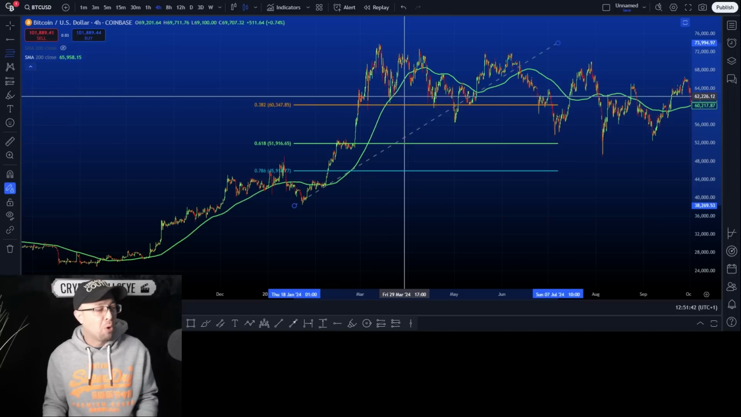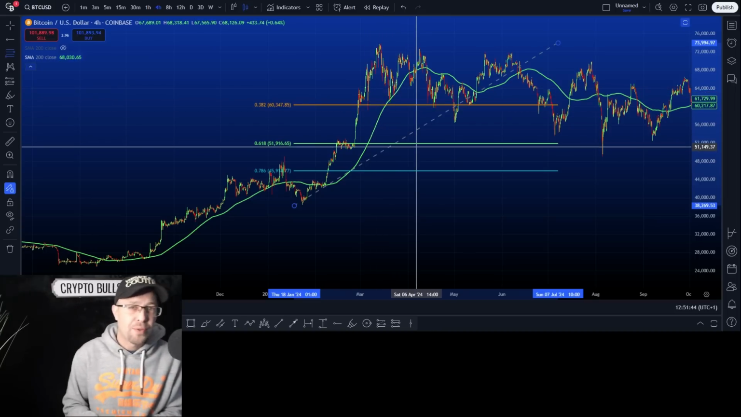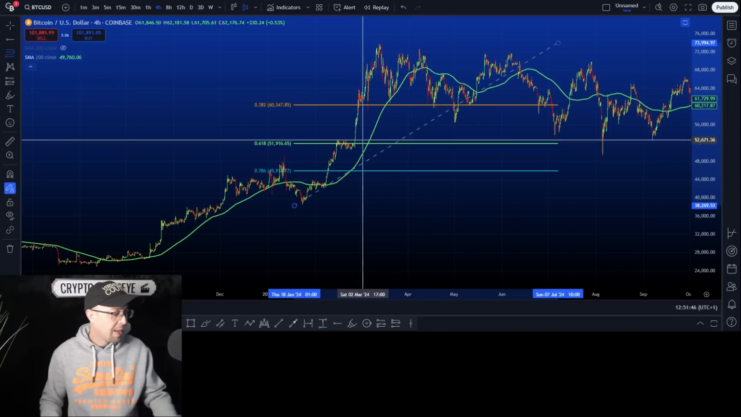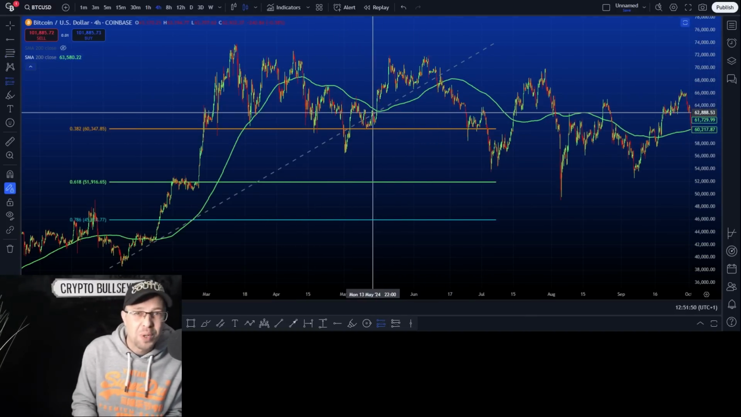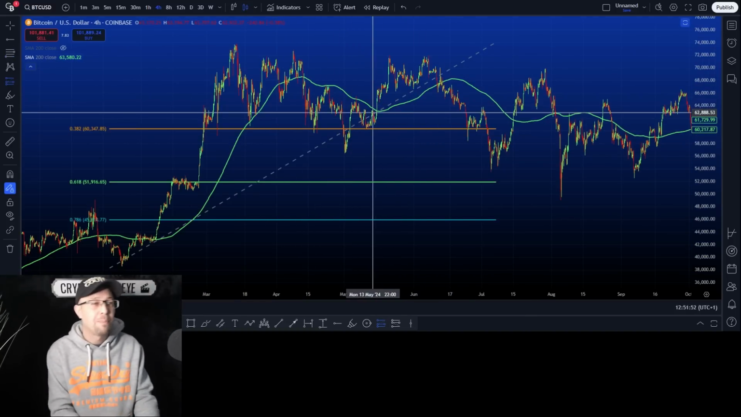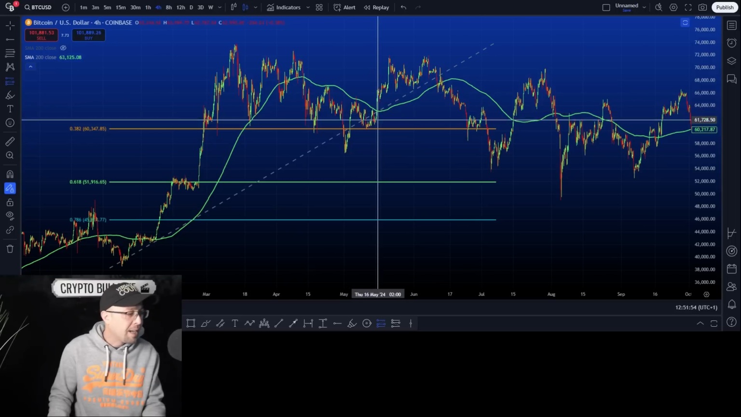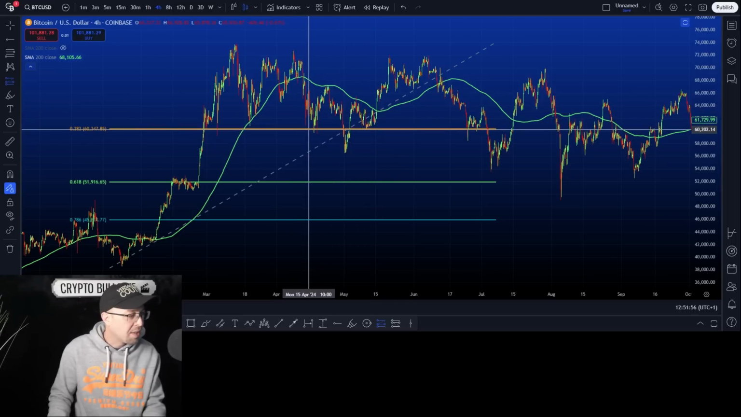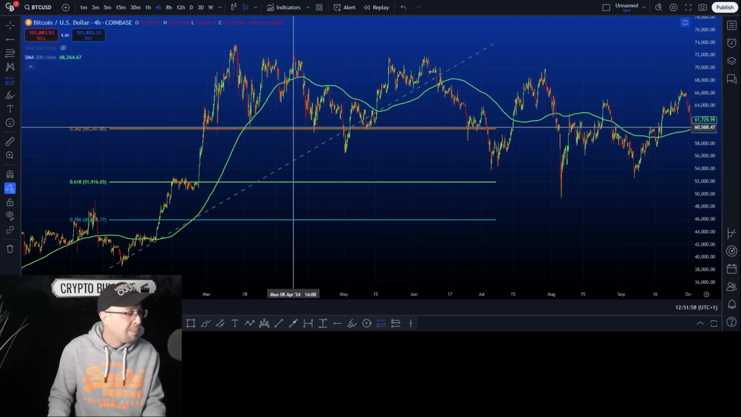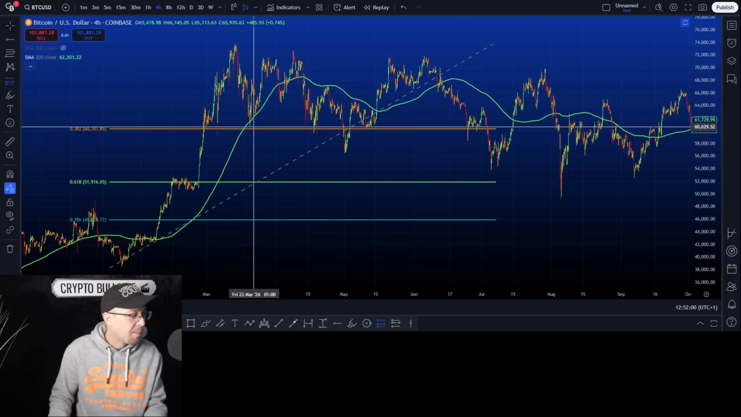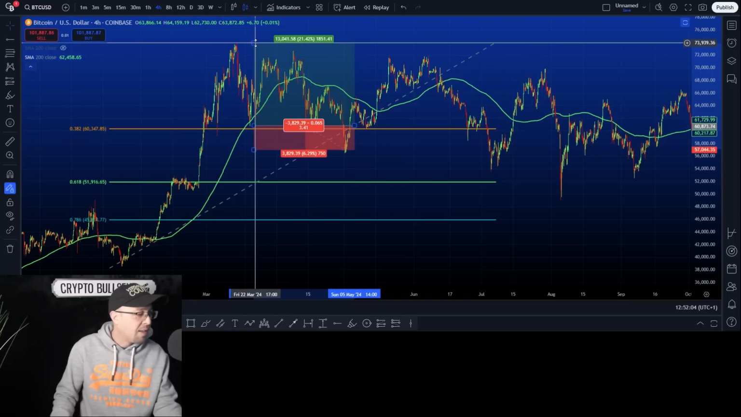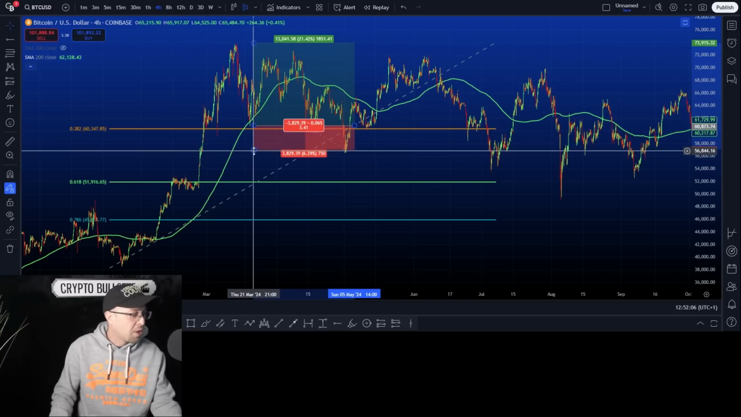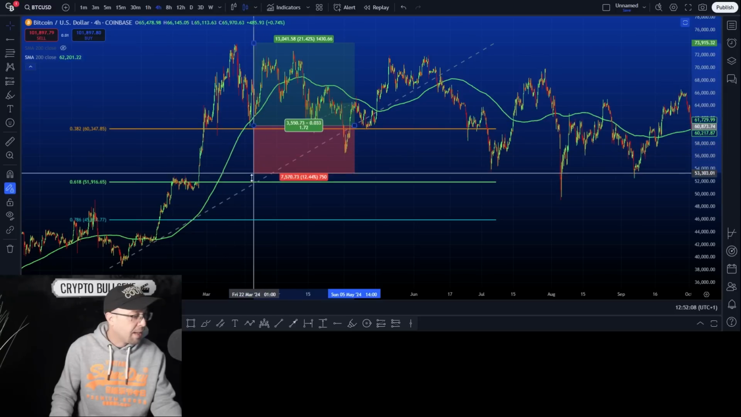Shallow 382 pullback. Now, why don't we use a shallow 382 pullback in our strategy? I'll tell you why, guys. Because remember, we're looking for a minimum of 2-to-1 risk to reward. It's all about risk management. So if we are looking for a 2-to-1 risk to reward as an example here, and we're pulling back to the 382 here, you need to be thinking where the high is and where the low is. That's not a swing low. This is a swing low down here.